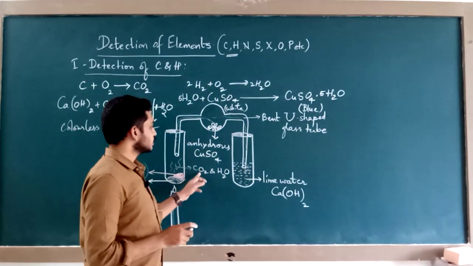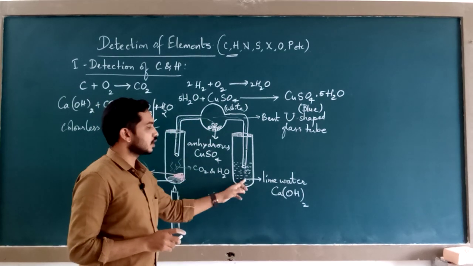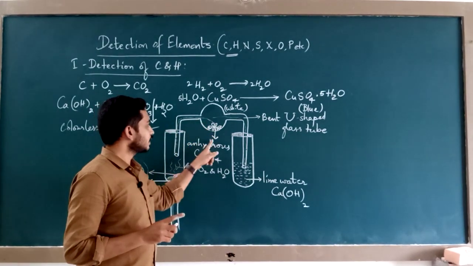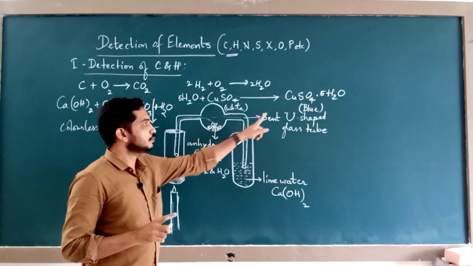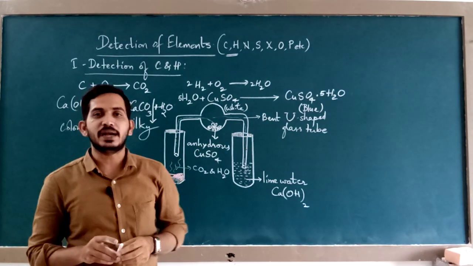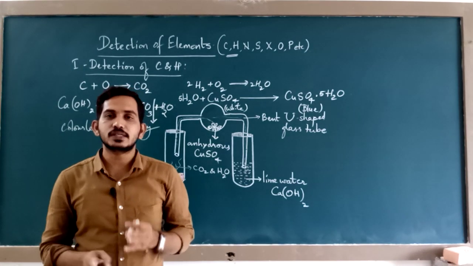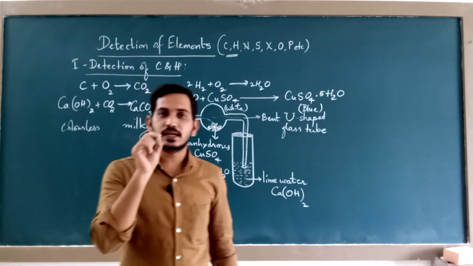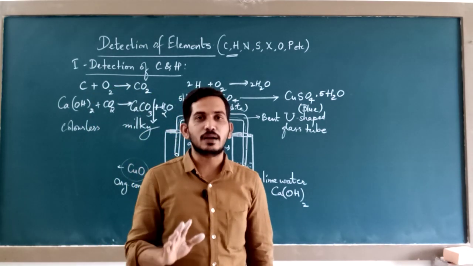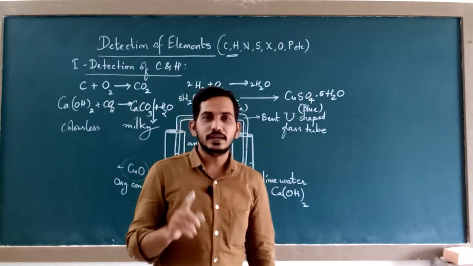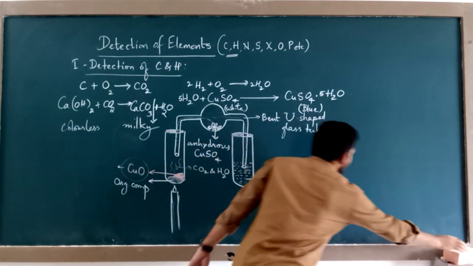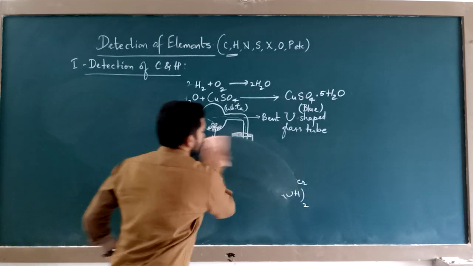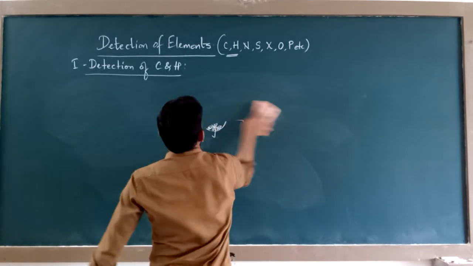by passing the gas through lime water, which becomes milky. The presence of water vapors is detected by bringing them into contact with anhydrous copper sulfate, which becomes blue due to the formation of copper sulfate pentahydrate. These two reactions confirm the presence of carbon and hydrogen in an organic compound. In this way, you can say that the compound contains carbon and hydrogen. Okay, detection of carbon and hydrogen is this much. Then next we shall see other detections, detection of other elements excluding carbon and hydrogen.